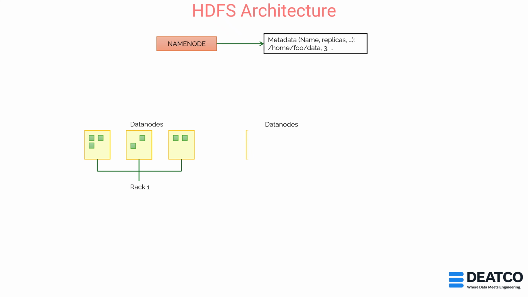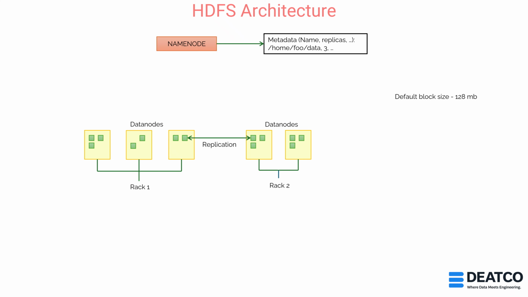Data nodes are worker nodes that store data in the form of blocks. Each file in HDFS is divided into fixed size blocks, typically 128 megabytes, and these blocks are distributed across multiple data nodes. To ensure fault tolerance, HDFS replicates each data block across multiple data nodes. By default, each block is stored in 3 different nodes.